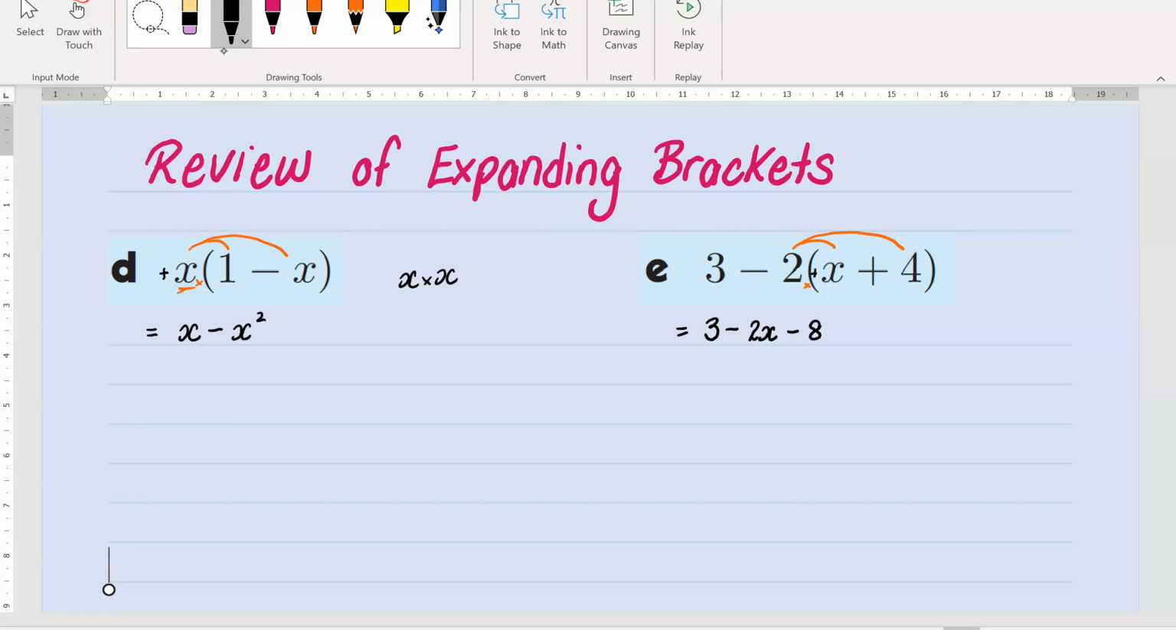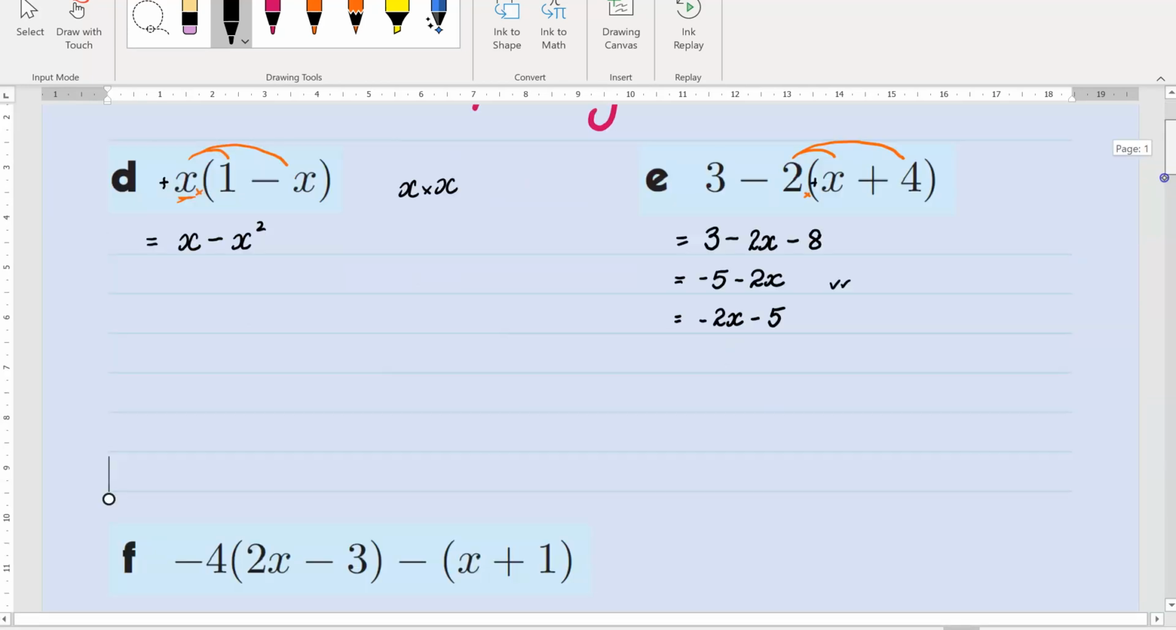Now you can't leave it like that because you have to gather your like terms. So we've got a 3 minus 8. So 3 take 8 is minus 5. And we've got the 2 minus 2x. Now, most mathematicians like to write your x's first, so you could write it as minus 2 minus 5x. But I won't be so fussy. If you write it like this, good job. Okay, let's try the next one.